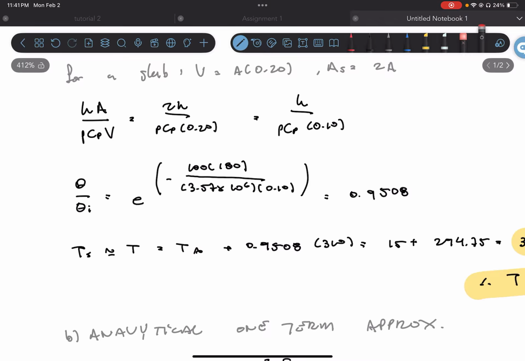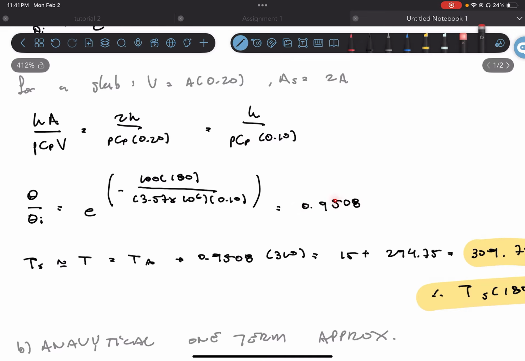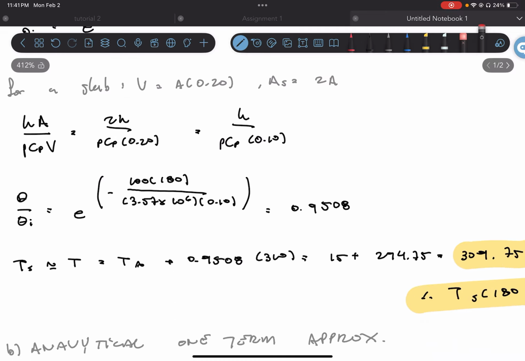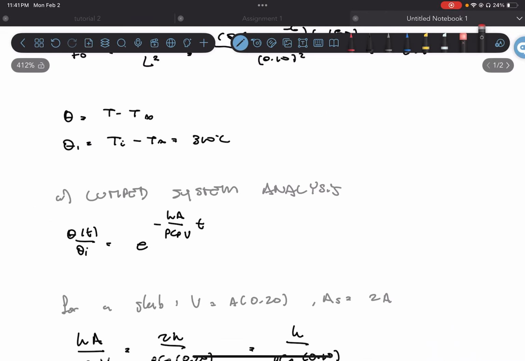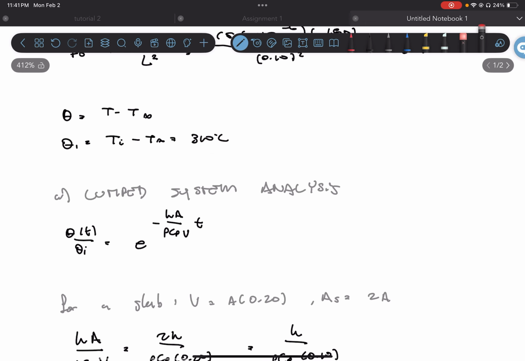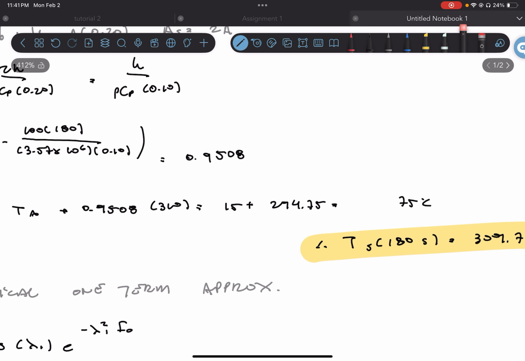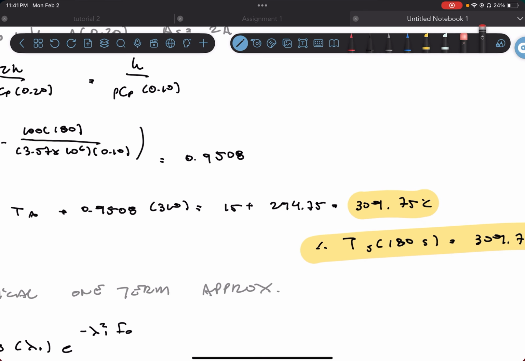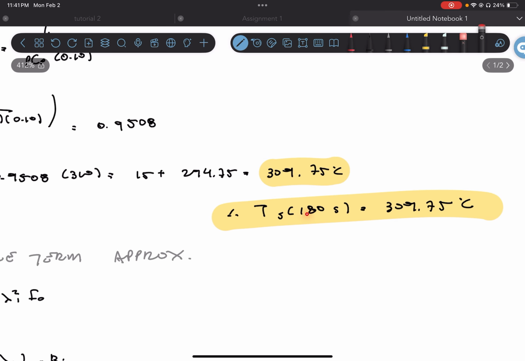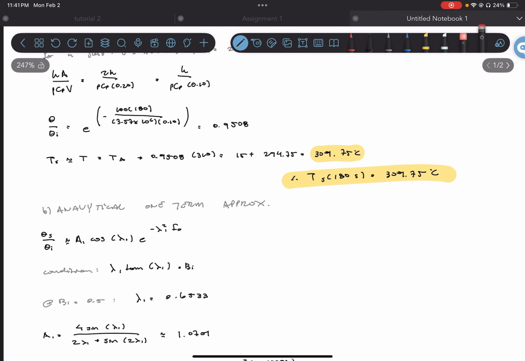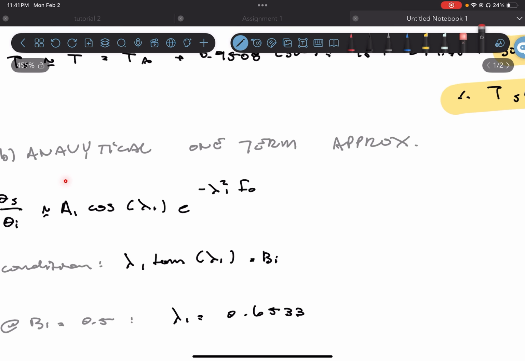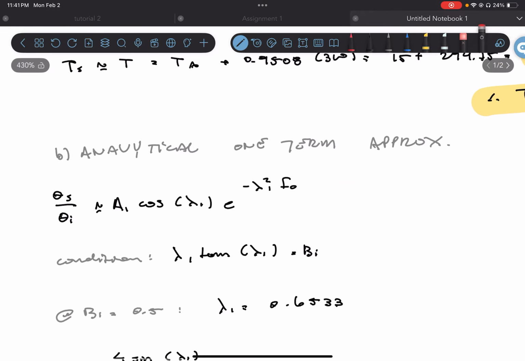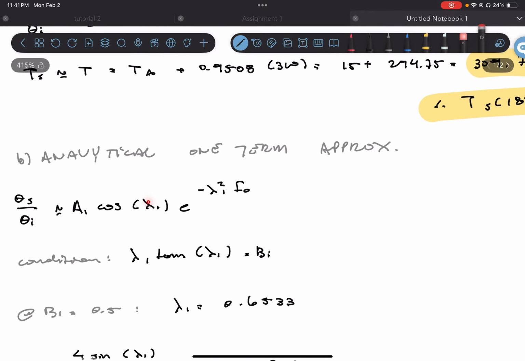So T infinity plus this number right here that we calculated given this formula here, times 310 from here, equals 309.75. So at 3 minutes, T_s should be 309.75.